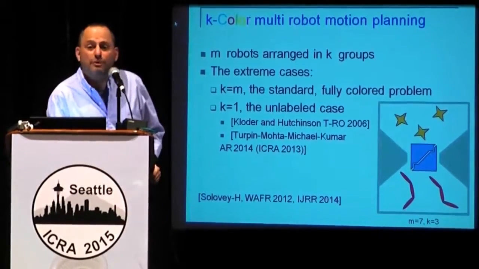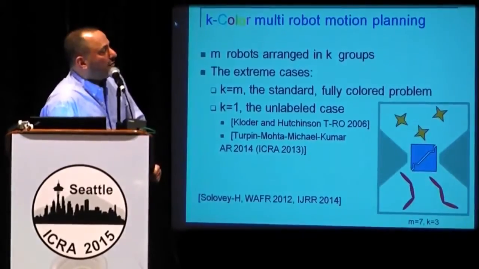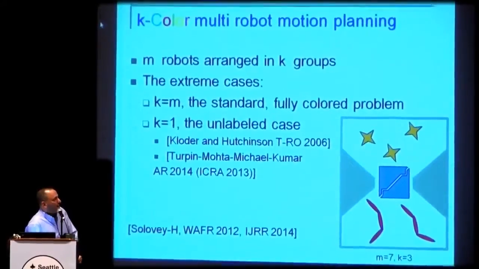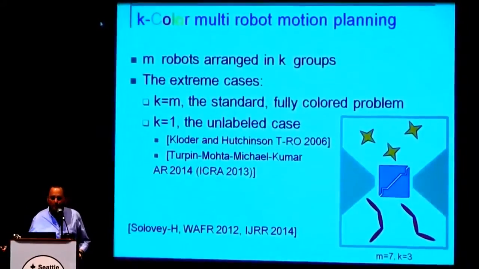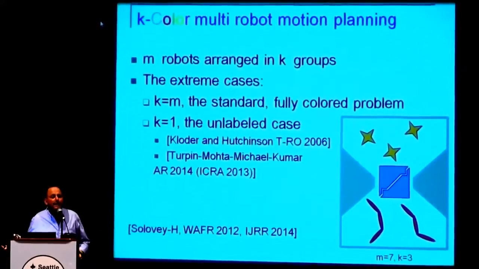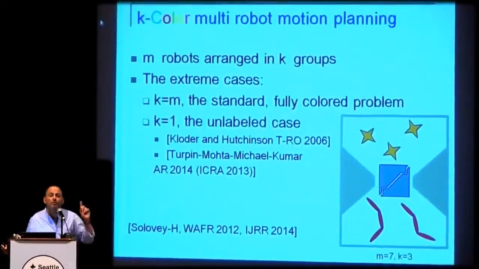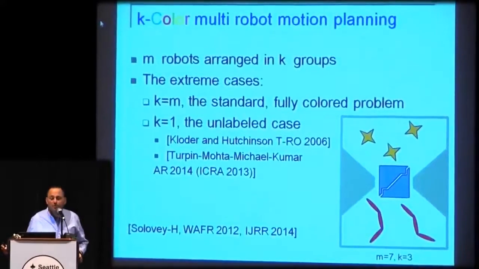There are 2 extreme cases of this problem. One where K equals M, and this is the standard motion planning problem. I call it the fully colored. And the other extreme is when you have only one color. All the robots are indistinguishable. They have the same geometry, and I don't care which gets where, to which target position. So we are not the first to study this problem, and in fact, the Turpin et al. result, I'll talk a little more later.